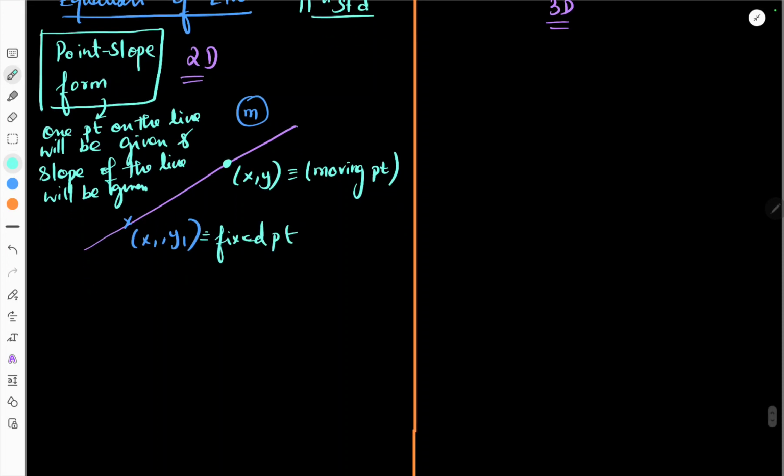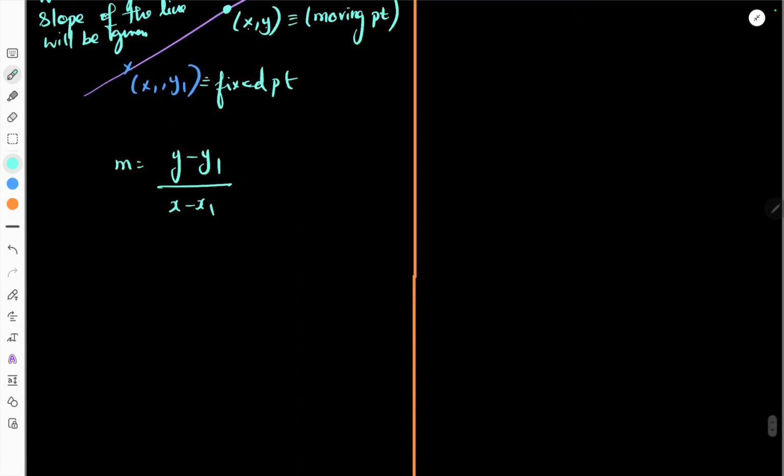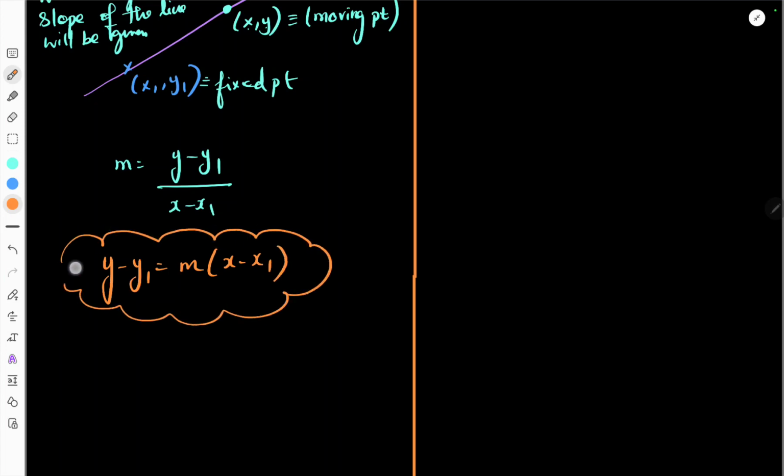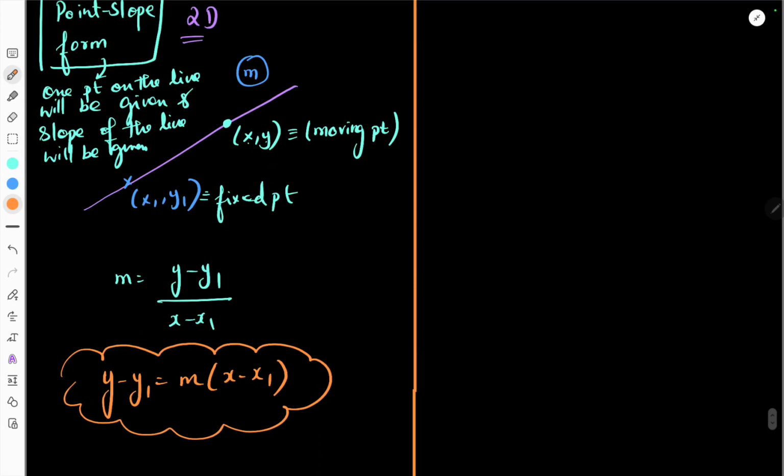And now what I can do here is, we know how to find the slope if two points are given. So which means y minus y1 by x minus x1. So now if I just multiply here, y minus y1 equal to m times x minus x1. So this will be the equation of the line if one point and the slope of that line is given.